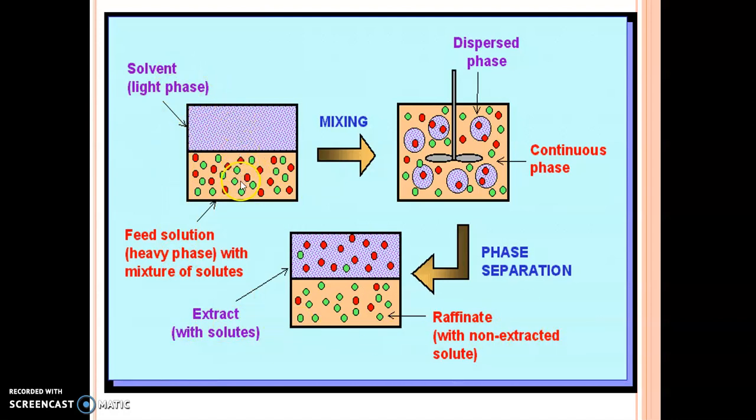Firstly, we take two solvents. In the first solvent there are solutes present. Here you can see in the diagram the feed solution with a heavy phase with a mixture of solute, and this is the light phase or solvent. After the mixing or stirring or shaking, both solvent phases are dispersed into each other, and it is divided into two phases, that is the dispersed phase and the continuous phase. In the third step, you can see phase separation occurs. So this is the extract with solute and this is the raffinate with non-extracted solute.